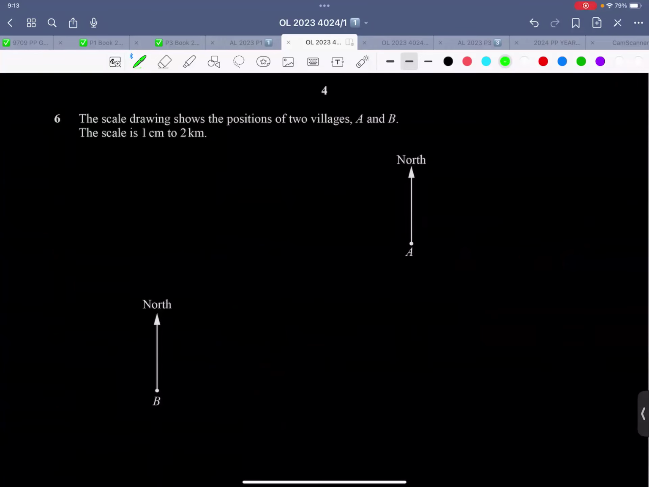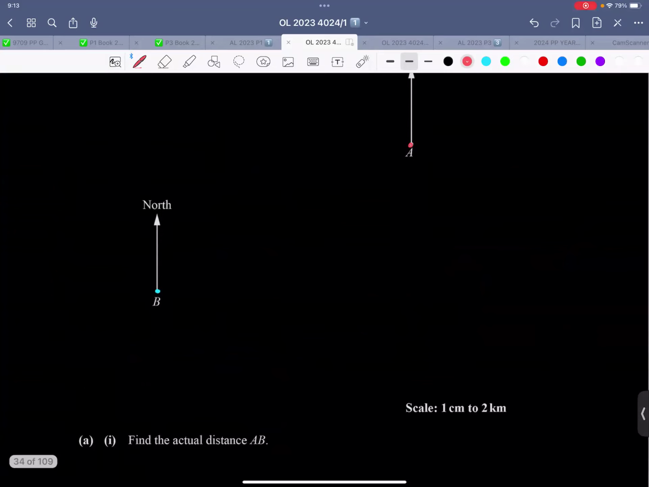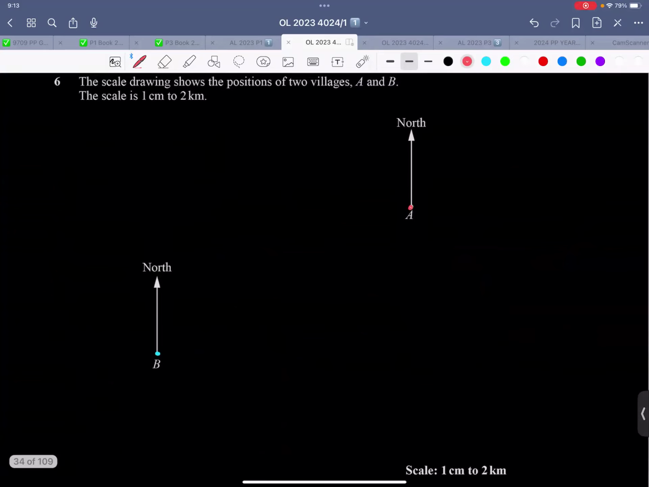Question number 6, the scale drawing shows the position of two villages A and B. So there is this village B, and then there is this village A. The scale is 1 centimeter to 2 kilometers. Find the actual distance AB. Now, I don't have the geometrical instruments, and it's 1:2.